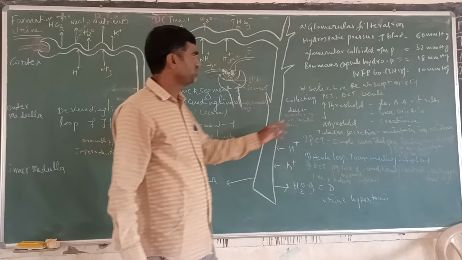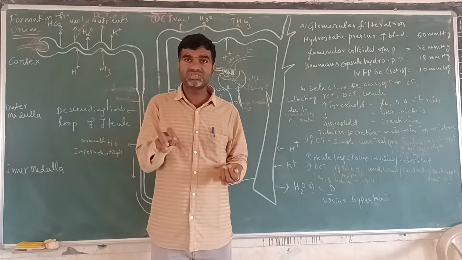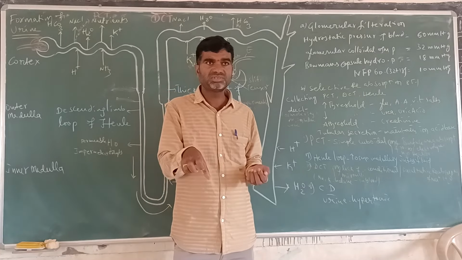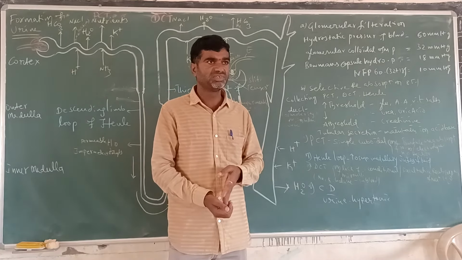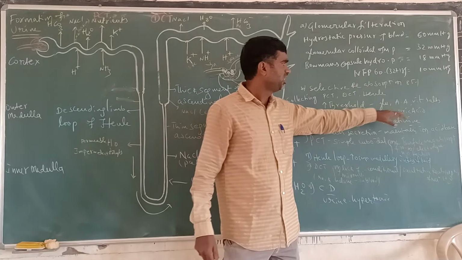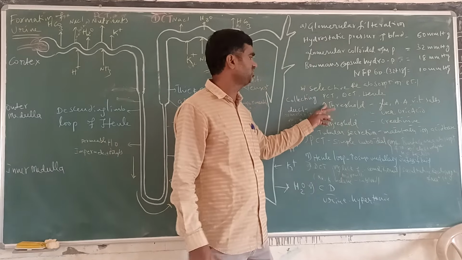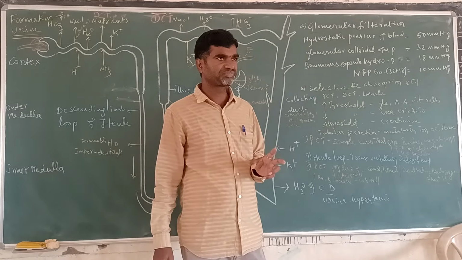Now in this selective reabsorption, there are high threshold substances, low threshold substances and athreshold substances. High threshold substances, for example glucose, amino acids, vitamins and different types of salts, are called high threshold substances.